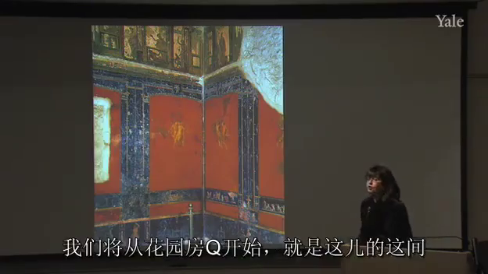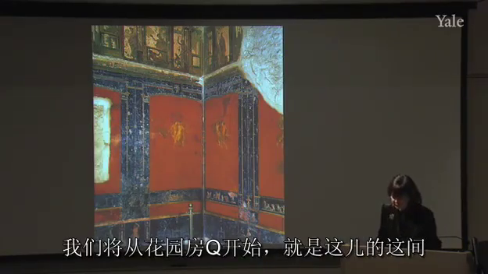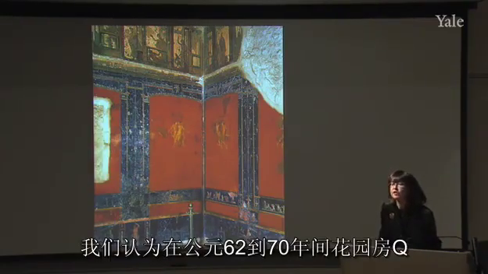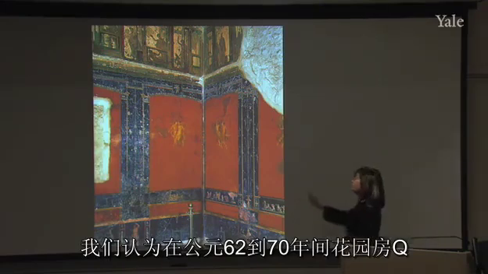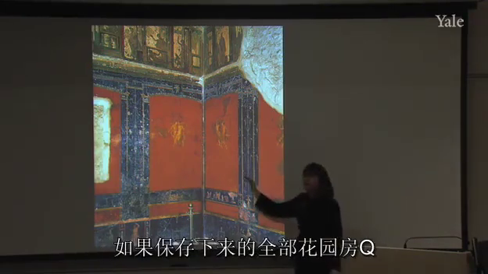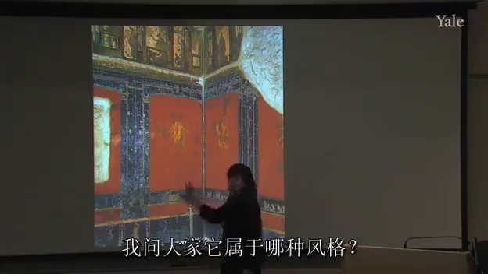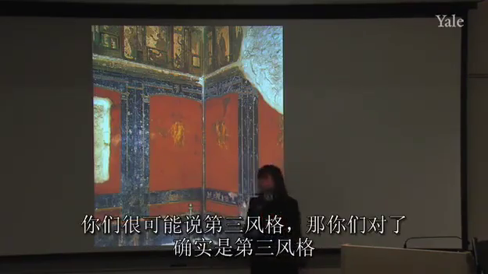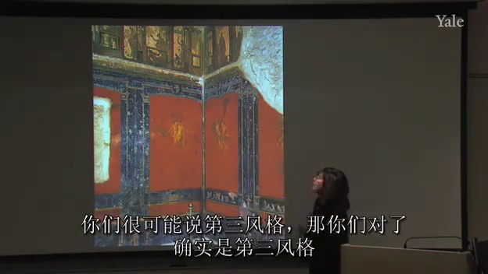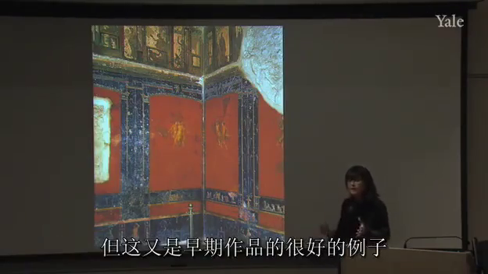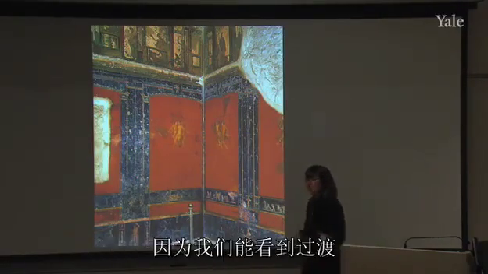We're going to begin with Garden Room Q, which is the one that you see here, which you can see from the monument list, we believe dates to 62 to 70 AD, Garden Room Q. Now, if all of Garden Room Q that was preserved was the bottom part, if you didn't have that very top zone, and I asked you, what style is this? You would probably tell me third style, and you'd be right that it was third style. But the addition of that zone in the uppermost part gives it away as a fourth style wall. But it's again a very good example of an early one because we can see this transition.